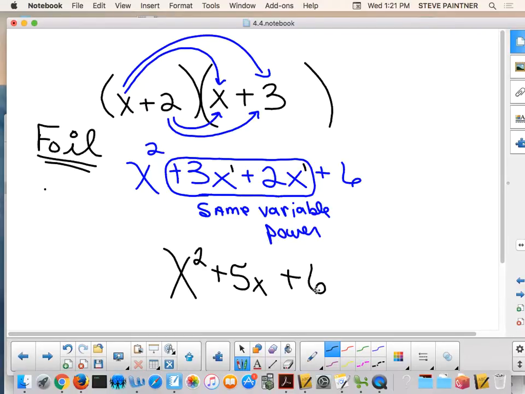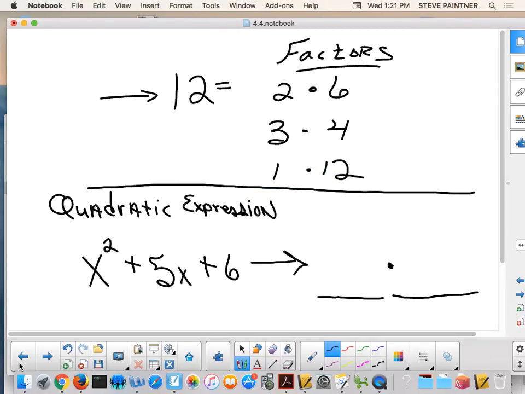Guess what? Do you remember what I asked you? x squared plus 5x plus 6. What two numbers, when you multiply, give you this? 2 and 3.